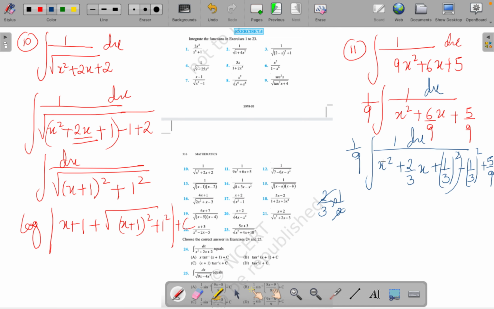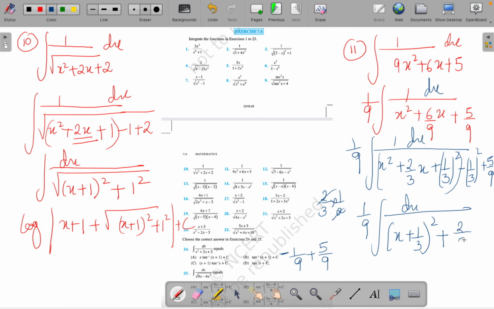Again, let's pair it up. So, 1 by 9 integration of dx upon x plus 1 by 3 whole square. Now, please simplify this: 1 by 9 plus 5 by 9. This is with a minus sign. If I take the LCM 9, it will be 4 by 9, children, right? So 4 by 9 can be written as 2 by 3 whole square. Again, integration of dx upon x square plus a square. Now it is without under root.